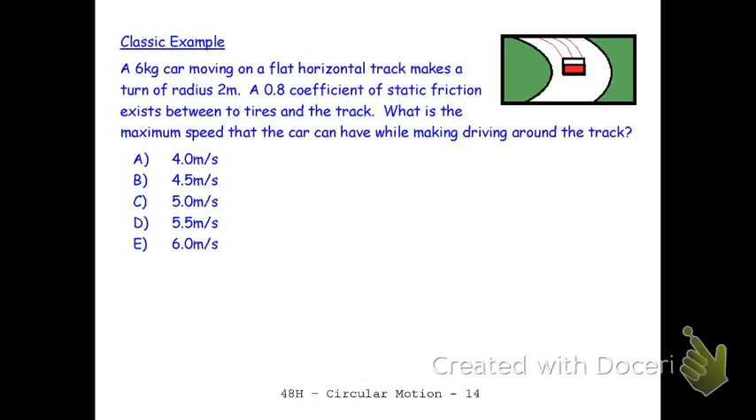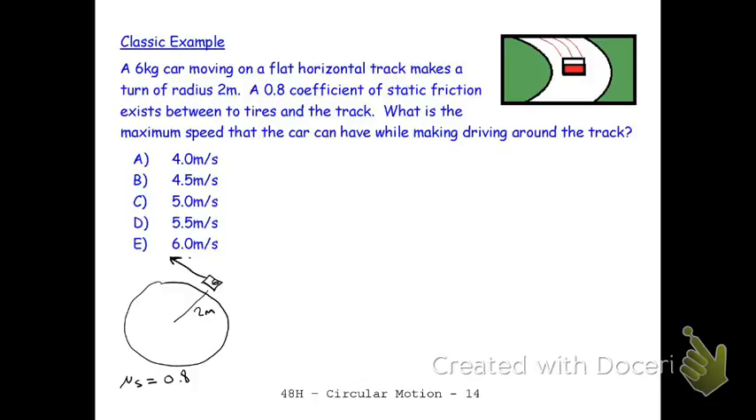A car moving on a flat horizontal surface. So here's my car. I'm looking down from above. It's a 6 kilogram car. Makes a radius of 2 meters. It's a toy car, isn't it? Coefficient of static friction, mu s, is equal to 0.8. What is the maximum speed?